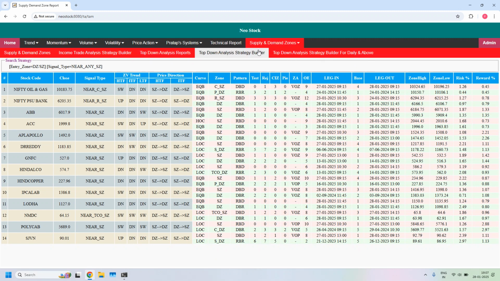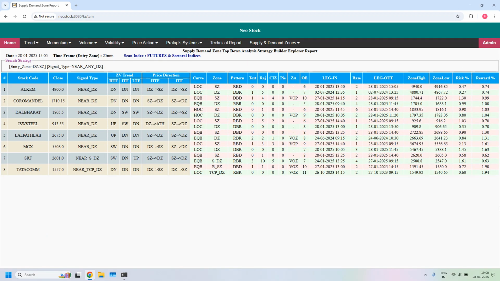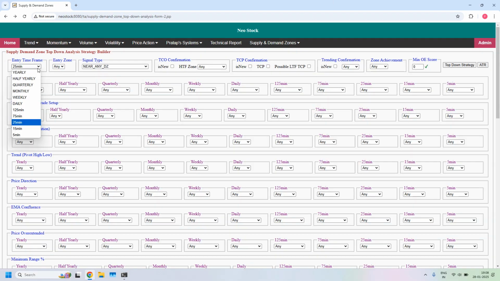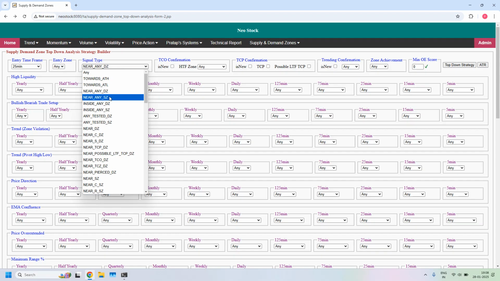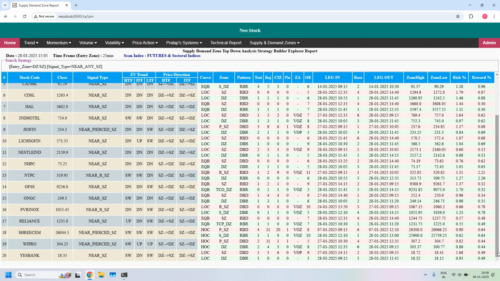So the next time frame is 25 minutes. Stocks near the 25 minutes demand zone: 8 stocks are filtered. Next, 25 minutes time frame, stocks near the 25 minutes supply zone. We got 20 stocks. First 15 stocks in the list. Scrolling the list down. Okay, 20 stocks near the 25 minute supply zone.